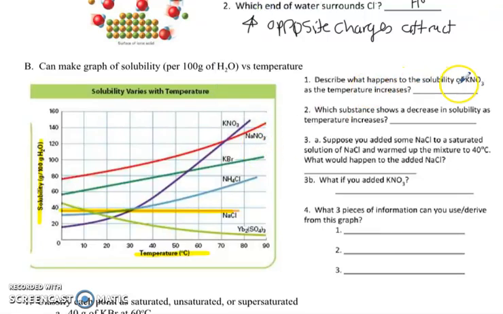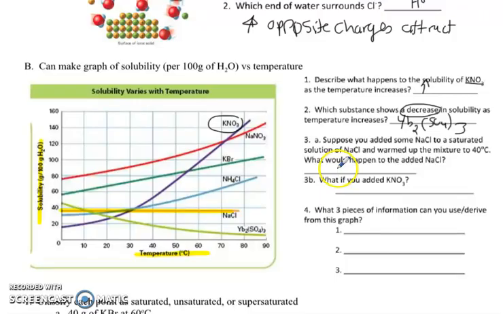Describe what happens to the solubility of KNO3, potassium nitrate, as temperature increases. So here's KNO3. It increases. Is that a linear increase? It looks to me almost like an exponential increase. So in general, the solubility goes up, and it looks like it could be exponential. Which substance shows a decrease in solubility? So which one has a negative slope? That's going to be the ytterbium sulfate, Yb2(SO4)3.